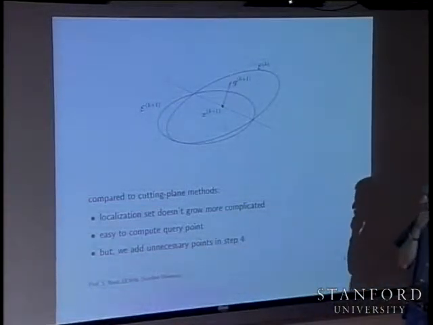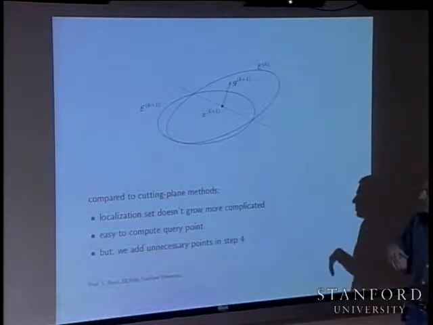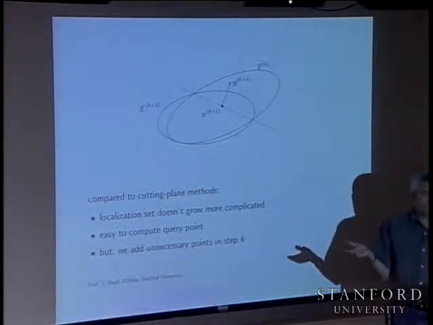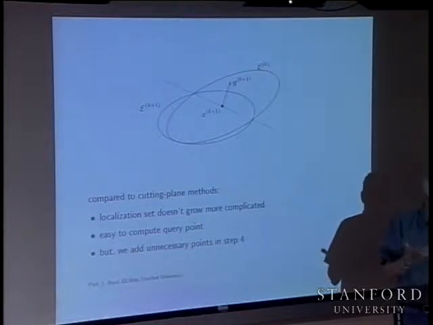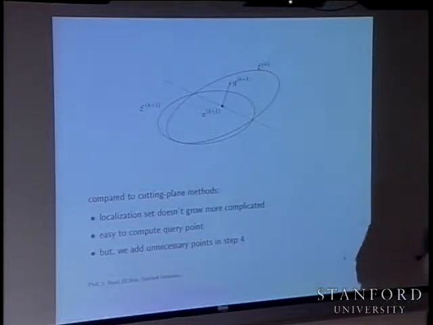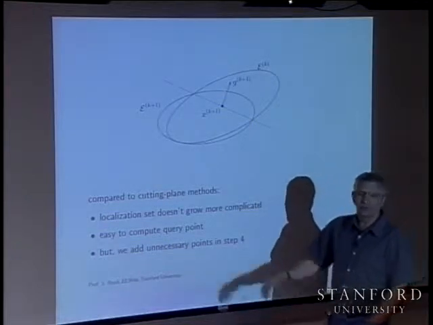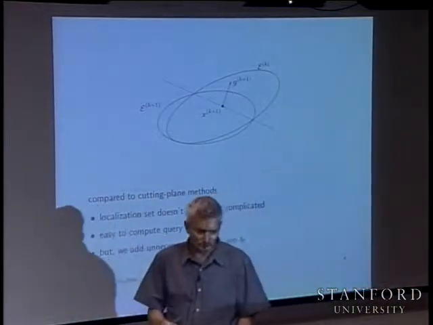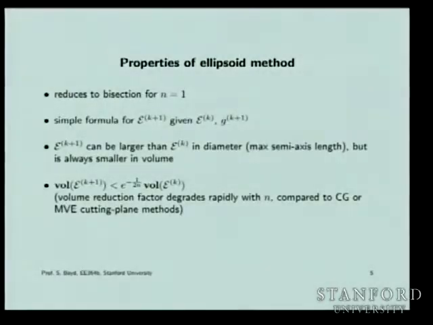So, all right, now compared to a cutting plane method, you could say various things, like the localization set doesn't grow more complicated. It's easy to compute a query point. Well, yeah, because it's actually part of the data structure of the ellipsoid, right? The ellipsoid is given by a point, the center, and some positive definite matrix. So, okay, fine. It's an access into a field of a data structure. The bad part is, of course, we're adding unnecessary points in step 4. I mean, these. Anyway, I wouldn't be here telling you about this if it didn't actually work.